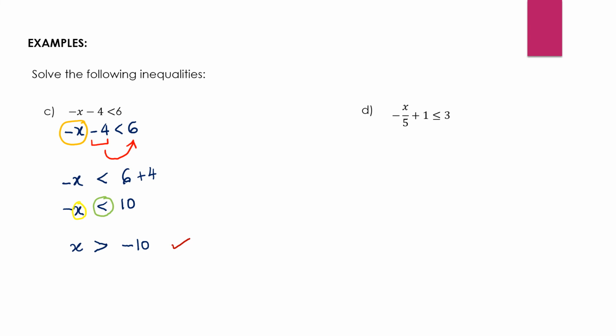Now for D, I copy the question. I'm interested in anything that has the variable x, so I want this. The friends here are +1, which I will bring to the right-hand side. So now I have -x over 5 less than or equal to 3. +1 at the right-hand side will now become -1. So now I have -x over 5 less than or equal to 2.